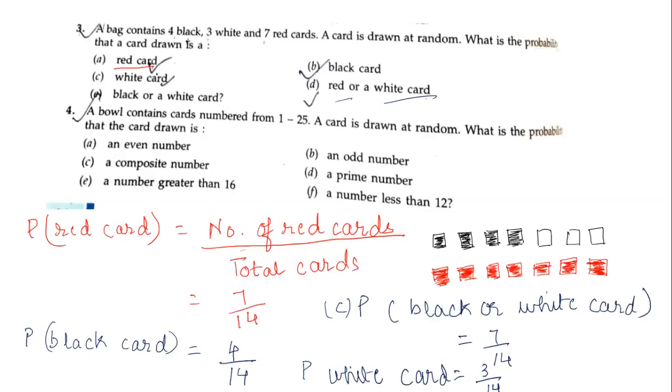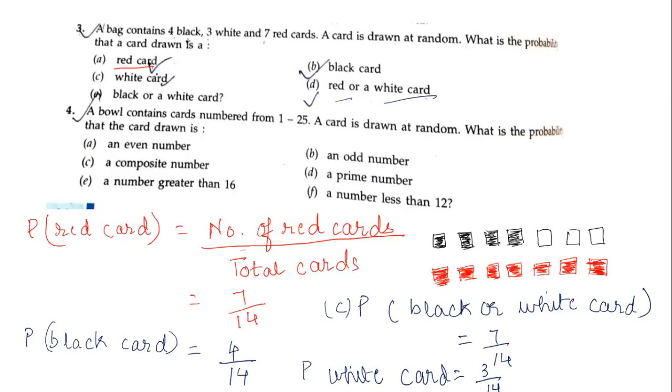Now coming to the fourth question. A bowl contains cards from 1 to 25. A card is drawn at random. What is the probability that the card drawn is even, odd, composite number, prime number, a number greater than 16, a number less than 12?